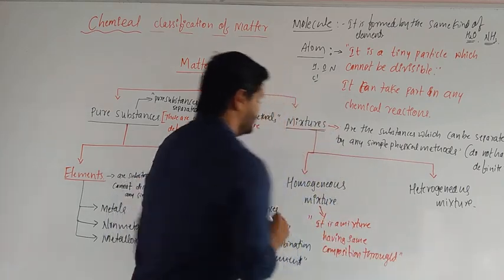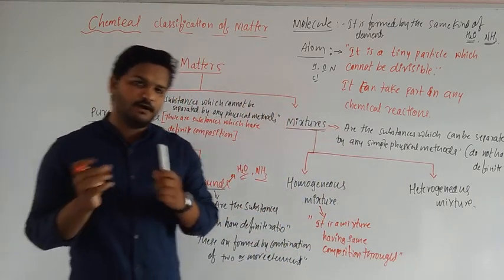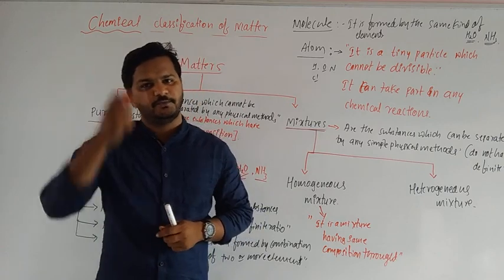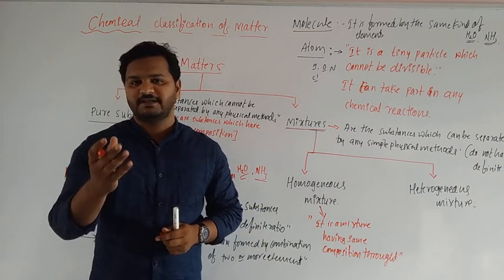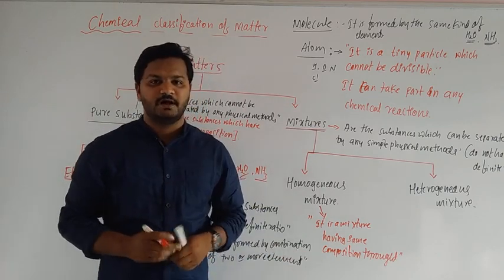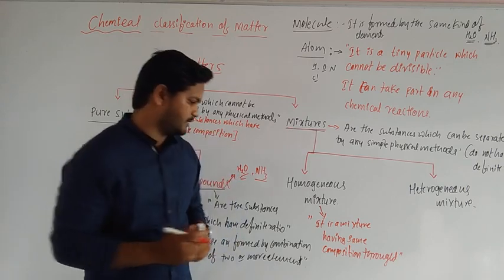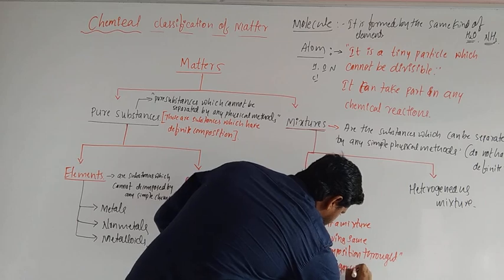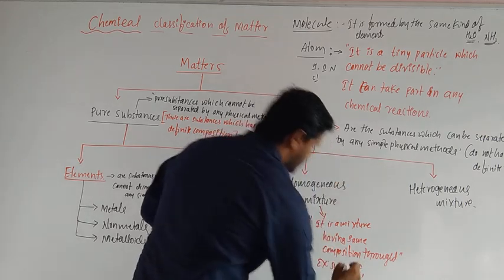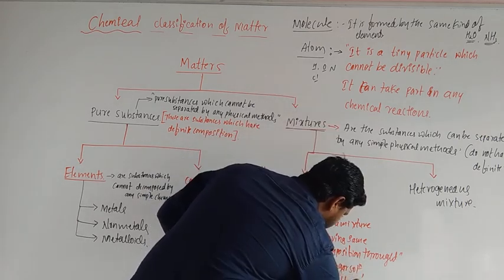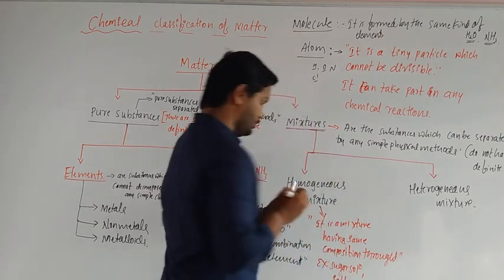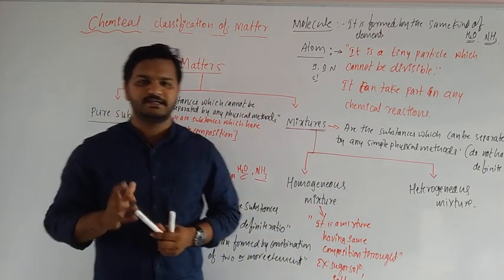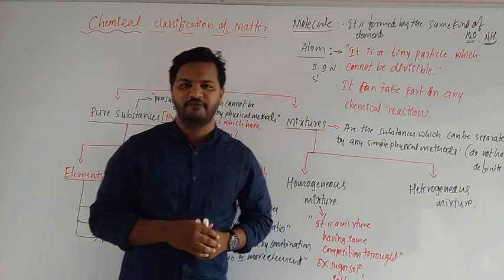Means if we mix sugar and water in a beaker, what should the composition be? It should be the same. Okay, example: sugar solution or a salt solution. Okay, I will write example: sugar solution and salt solution. These two are examples for a homogeneous mixture. Homo means same, geneous means phase, same phase.